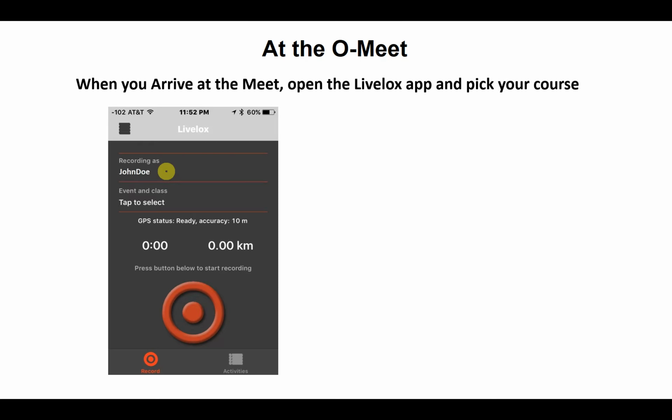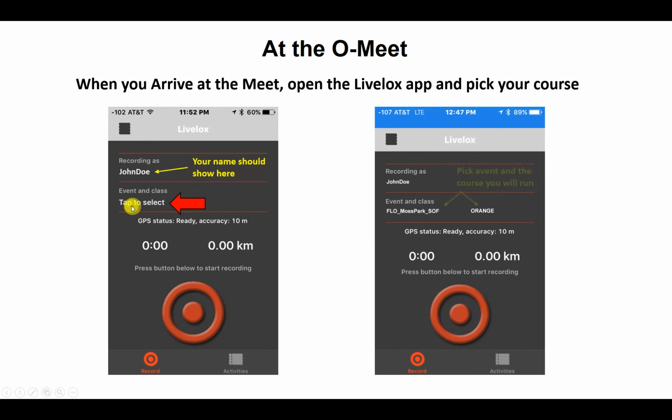Remember that out in the woods we may have limited bandwidth and limited availability of signal, so it's best to do this before you come to the venue. Once you've done it, when you come up to the meet, to prepare Livelox to record, you simply open the app. Check that your name appears there so it knows who to apply the results to, and then click right here where it says tap to select your event and class.